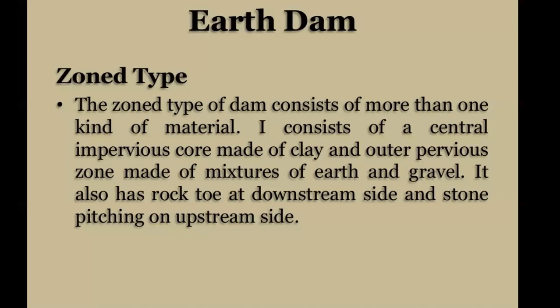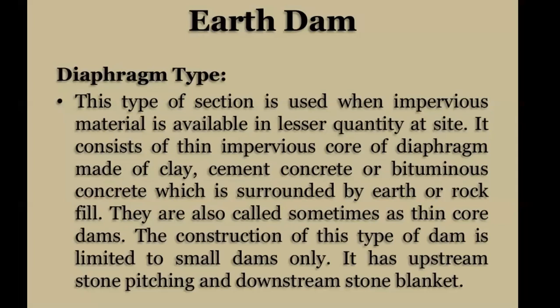Now another is the diaphragm type. This type of section is used when impervious material is available in lesser quantity at the site, means we have less available earth for the composition of the impervious core. As we construct an earthen dam with the help of locally available soils, if we need to transport that from far places, then the cost will rise. At that place an earthen dam is not suitable. Instead, we can construct gravity dams or other stone masonry dams. Therefore the soil should be available locally.